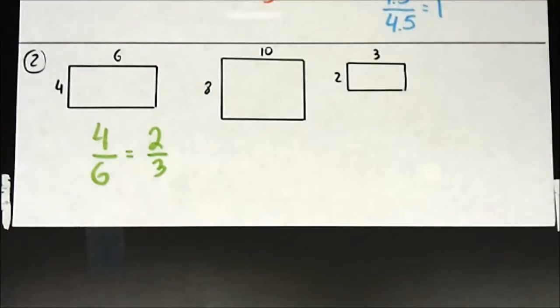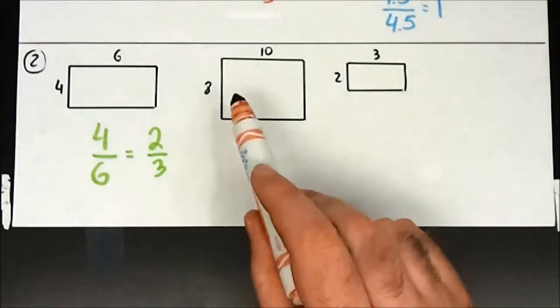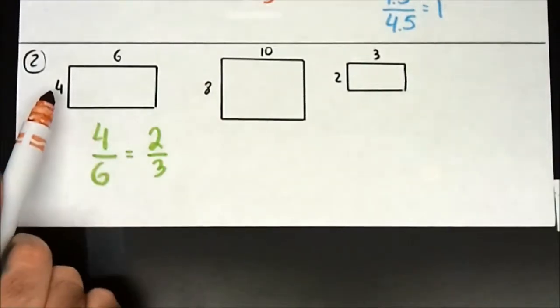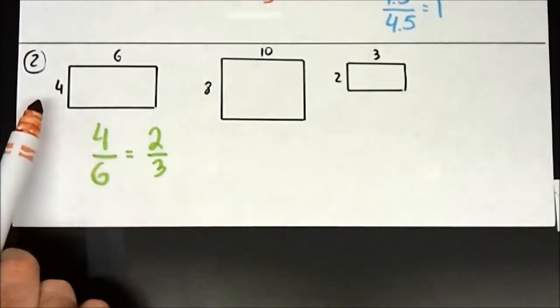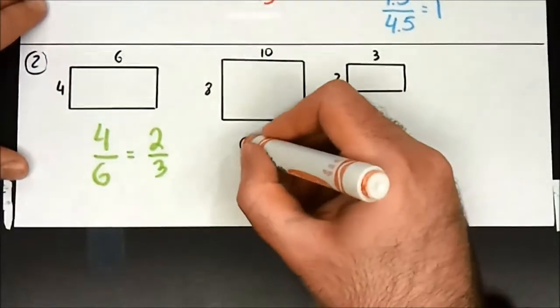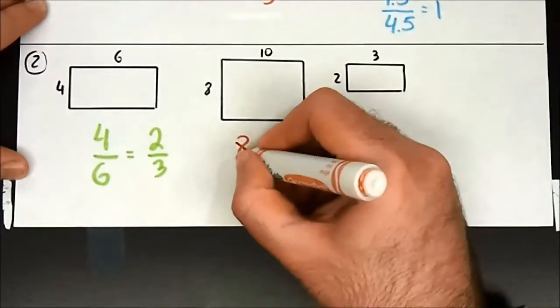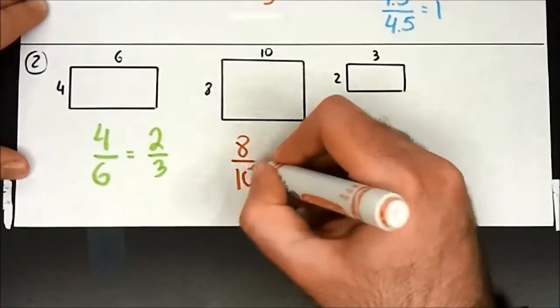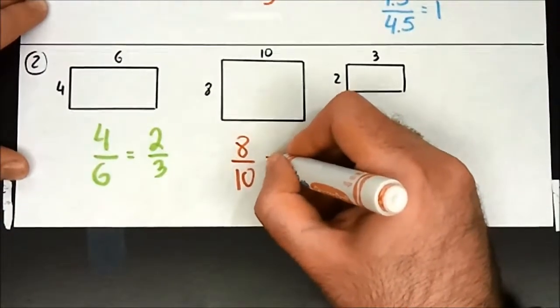Then the next one, again I don't have any choice in the sides I pick, but I'm going to have to put this one on top because I put that side on top to begin with in the previous problem, so I have to keep it consistent. And what can I simplify out of here?